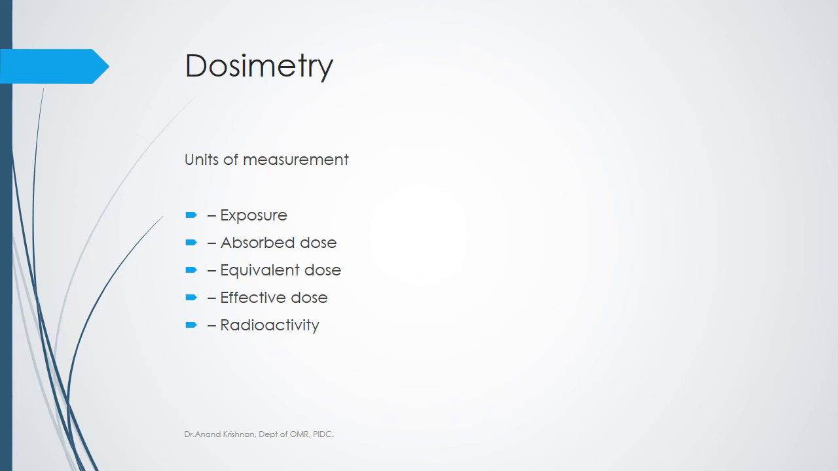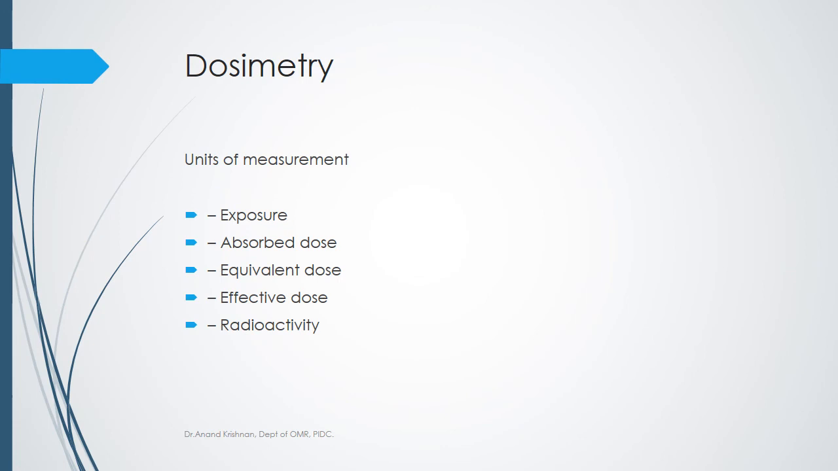We know that gray is the SI unit of absorbed dose. So one sievert is equivalent to 1 gray. The traditional unit for equivalent dose is REM, which is Röntgen equivalent man. And one sievert, the SI unit, is equivalent to 100 REMs, the traditional unit.